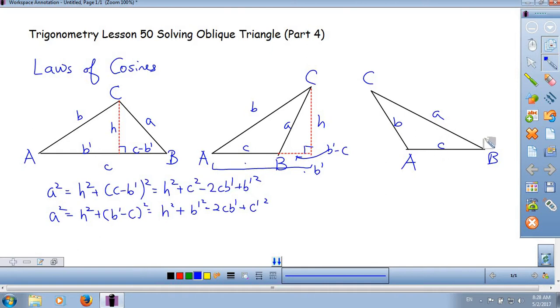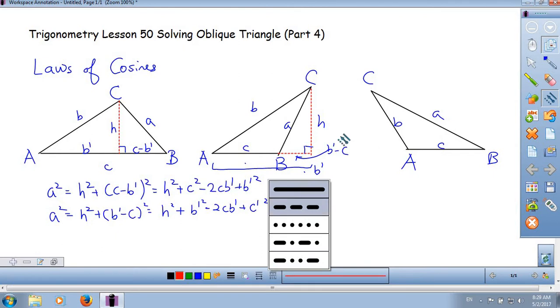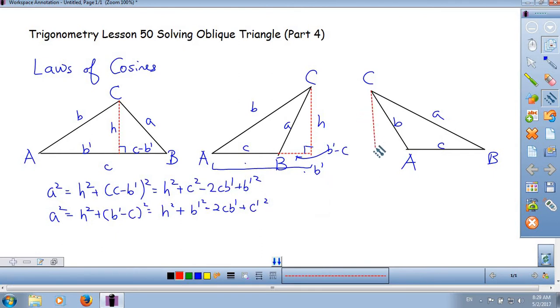Alright, so the height this time is going to be on this side. That would be the height of the triangle, extended out perpendicular to the extension of AB. Alright, so this is your height, this is the right angle here. So this time we're still going to call this little side extension B prime, and so the whole thing here is going to be B prime plus C. Okay, so AB is going to be B prime plus C.